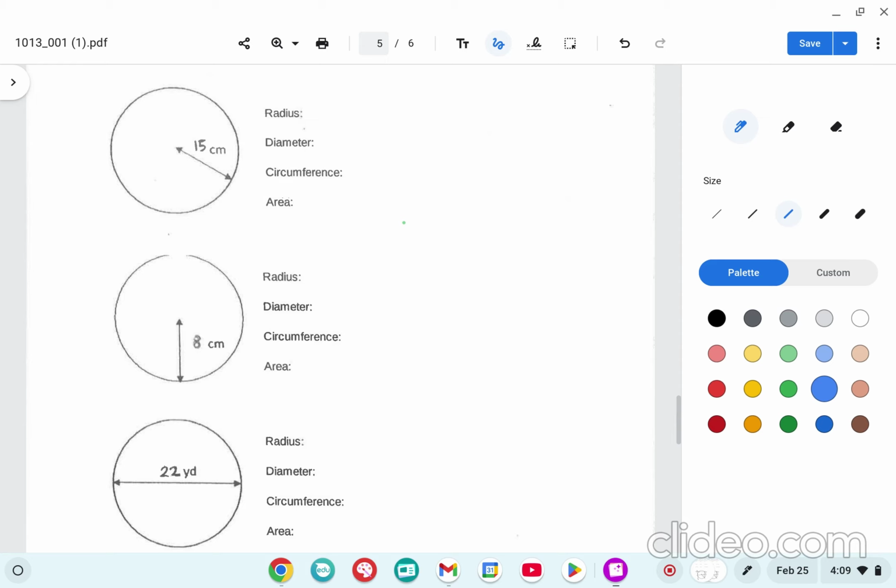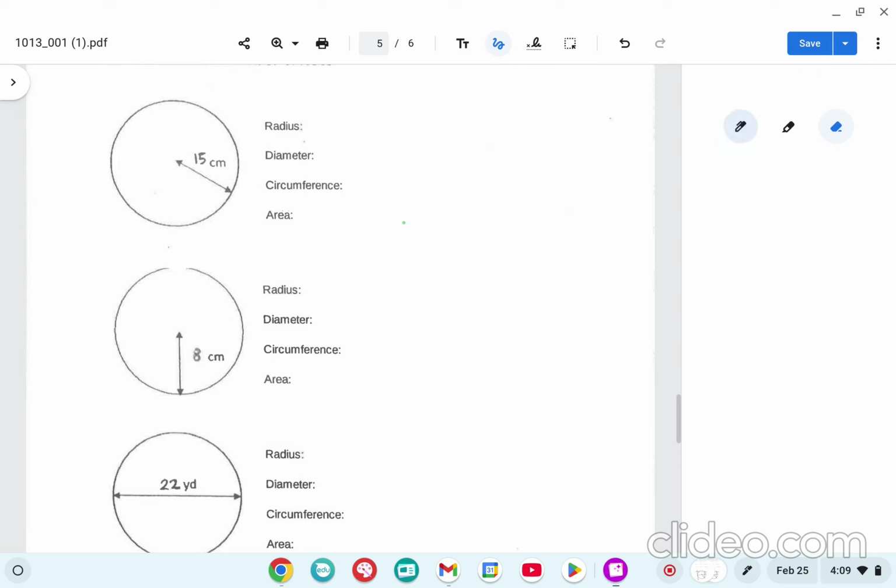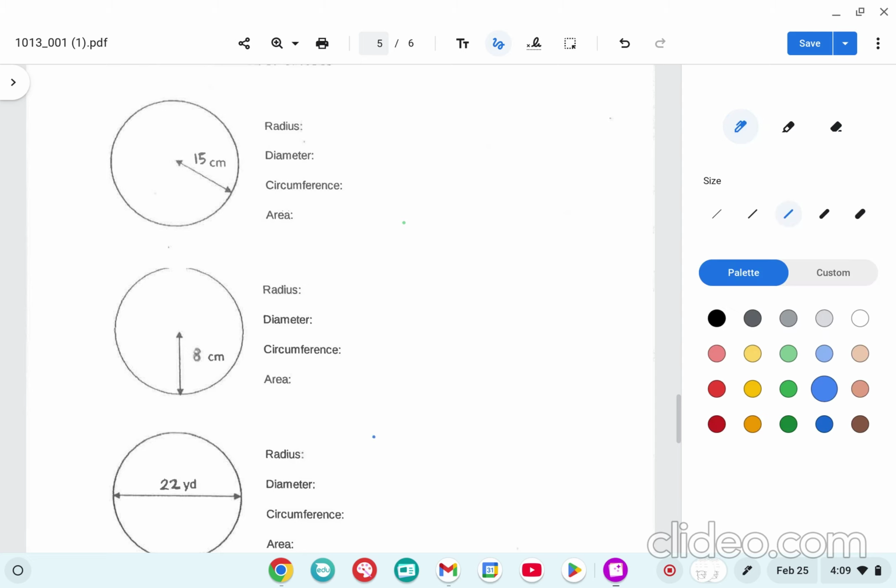I guess before that, I should just say the formulas for the circumference and area are as follows. The circumference is equal to 2 times pi times r. This is all in your formula chart. And the area formula is pi times r squared. So those are our formulas. I'll keep those there so we can use those as we go.